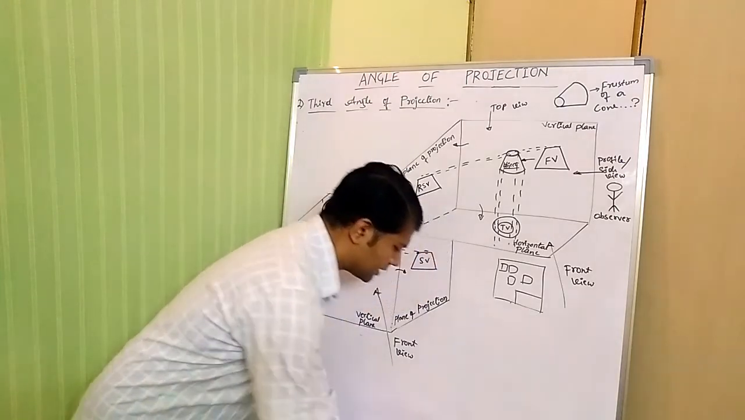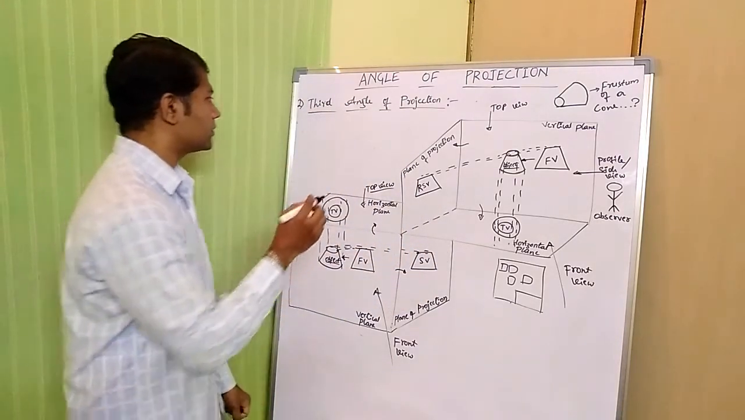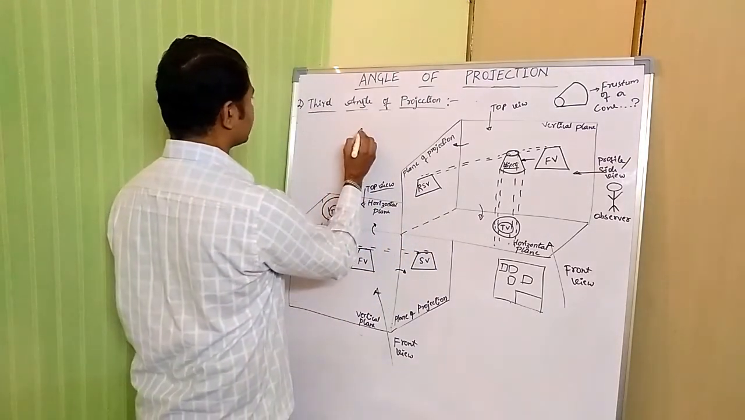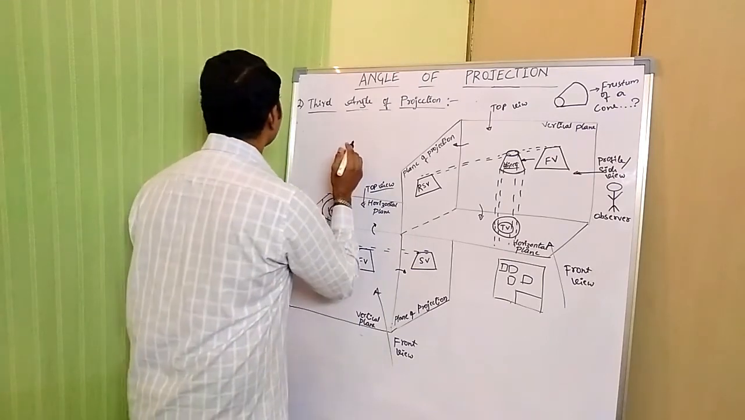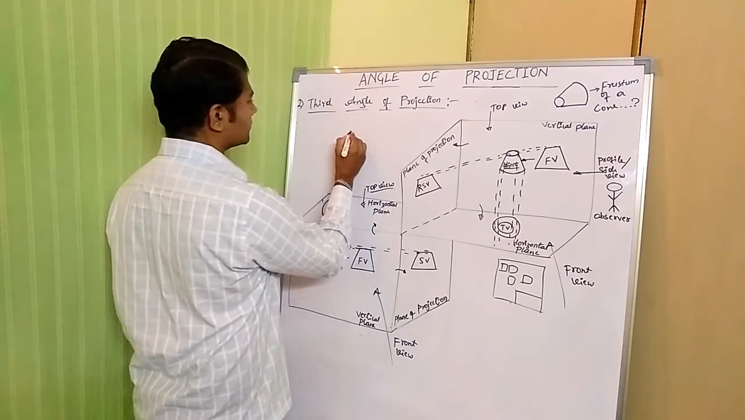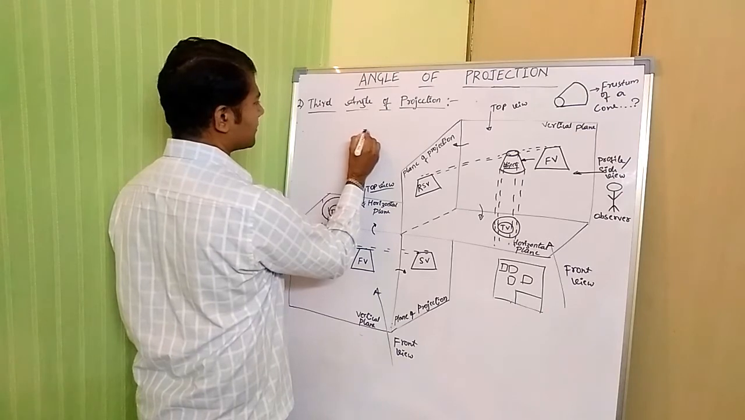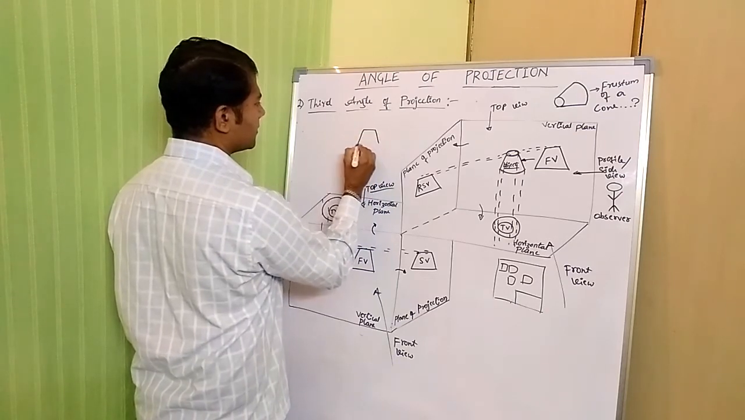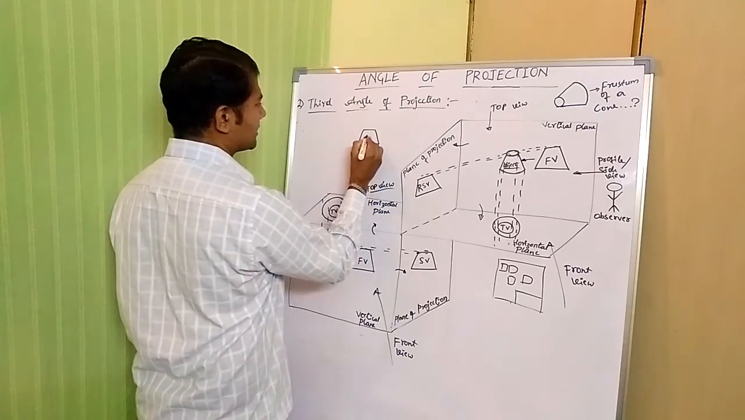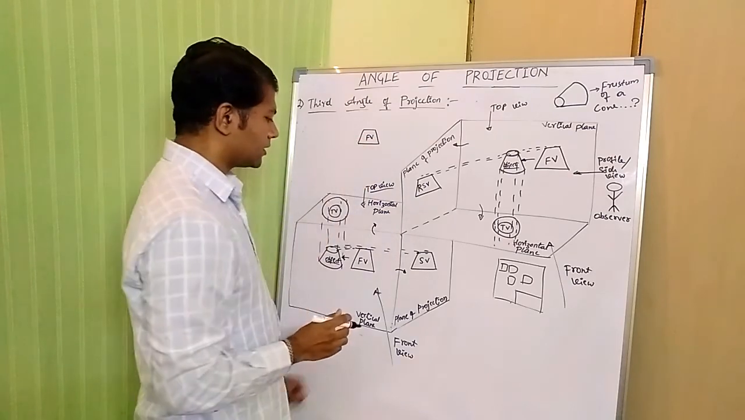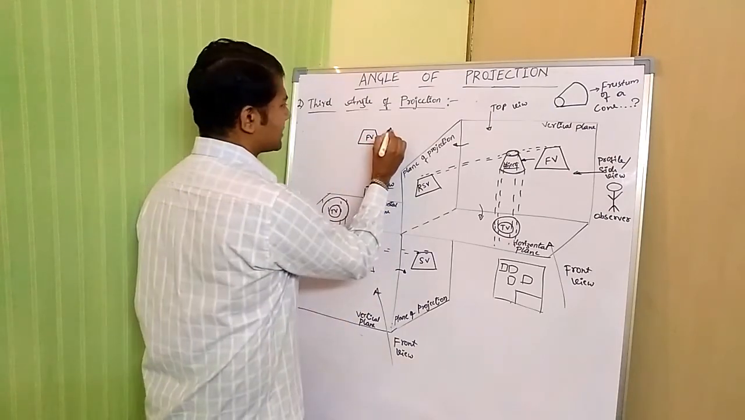So let's go with the position of an object. If you take the position of an object, I am placing an object here. This is a front view. So beside the front view there is a side view.